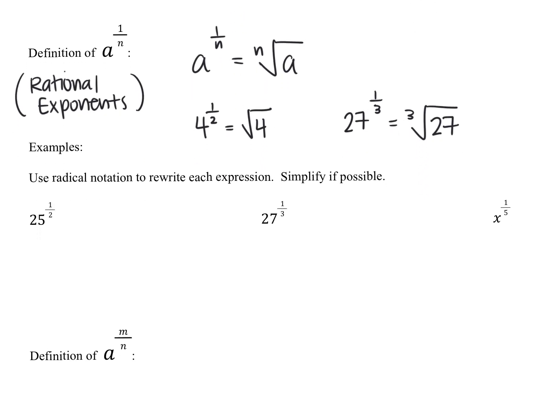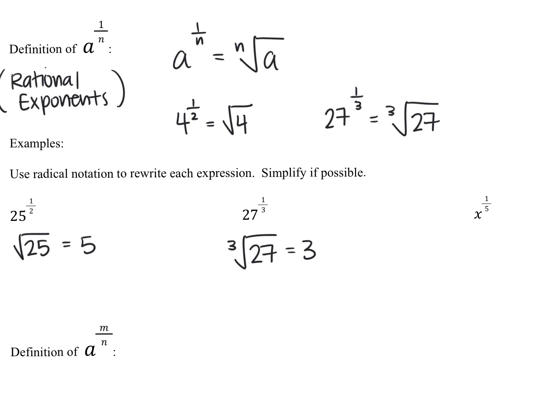So just a couple examples, rewriting and then simplifying if possible. 25 to the 1/2 is saying square root of 25, which we know is 5. 27 to the 1/3 is the cube root of 27, which is going to be 3. And then lastly, I have x to the 1/5, which is just saying the 5th root of x, which can't be simplified because 1 does not divide into 5 evenly.